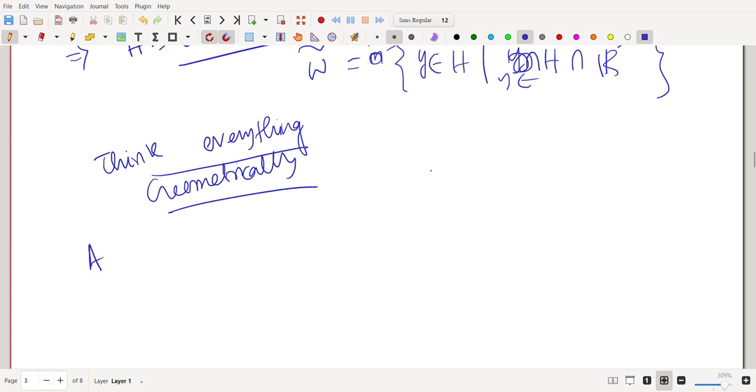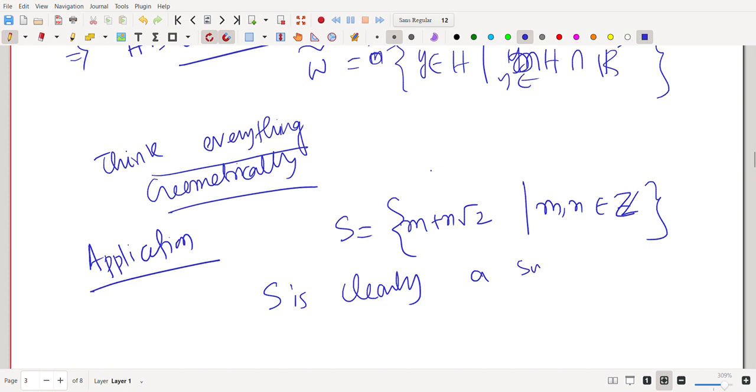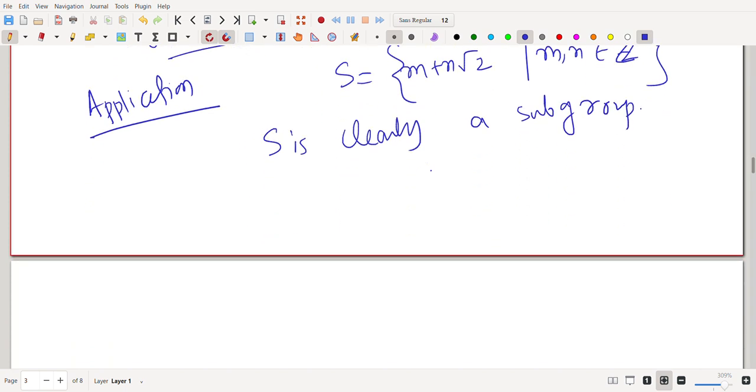So as an application, a question came in JAM. Consider a set S equal to m plus n root 2 such that m, n belong to Z. So S is clearly a subgroup, right? S is clearly a subgroup, because that was also a part of an earlier exercise, so everybody can do that. That is not an issue.